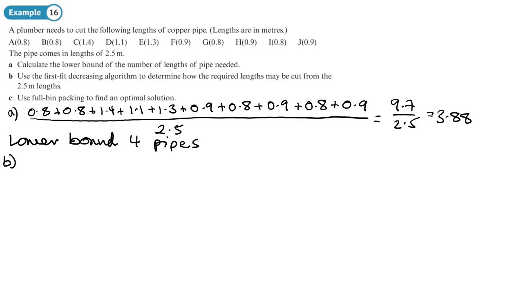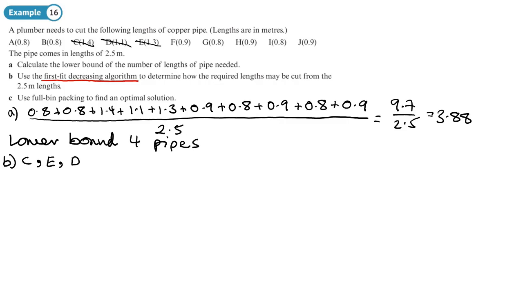Right, part B. Use the first fit decreasing algorithm to determine how many required lengths may be cut from 2.5 meter lengths. So if it's first fit decreasing, the first thing we need to do is to put these in order of size. So I can see the longest there is C, which is 1.4. So I'll just write the letters down rather than the lengths. And then E, which is 1.3. Then D.